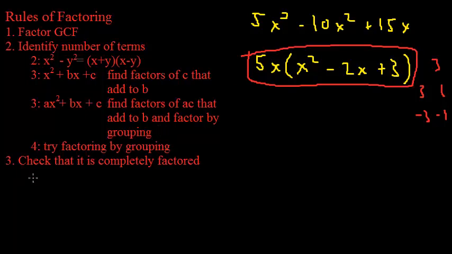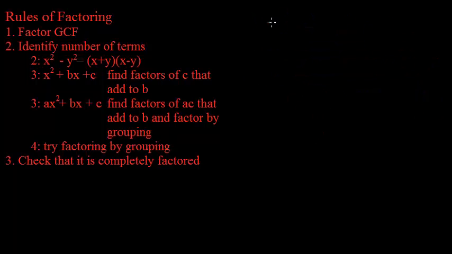I want to double check here, check that it is completely factored. Right, 5x cannot be factored any further, and I checked this trinomial already and it could not be factored, so it is completely factored. Let's say I have 3x to the 4th minus 48x squared.